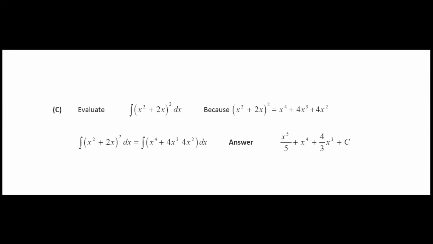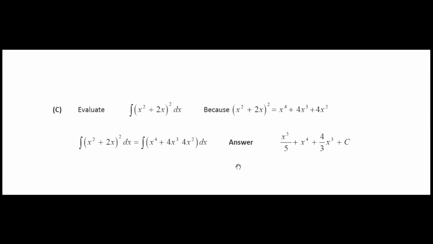Let's look at c. Here we have x squared plus 2x squared. Now, the only thing you can do with this is square this quantity. Okay, so we square the first term, x to the 4th, multiply the 2 together, which will give you 2x cubed, and double, 4x cubed, and square this, 4x squared. So this is the same thing as this, and then that gives us x to the 5th over 5, and 4x to the 4th over 4. The 4's cancel, and 4x cubed over 3, and we're done.